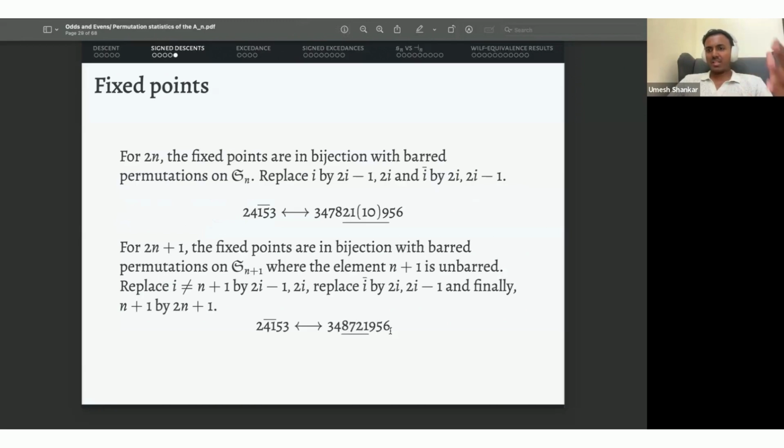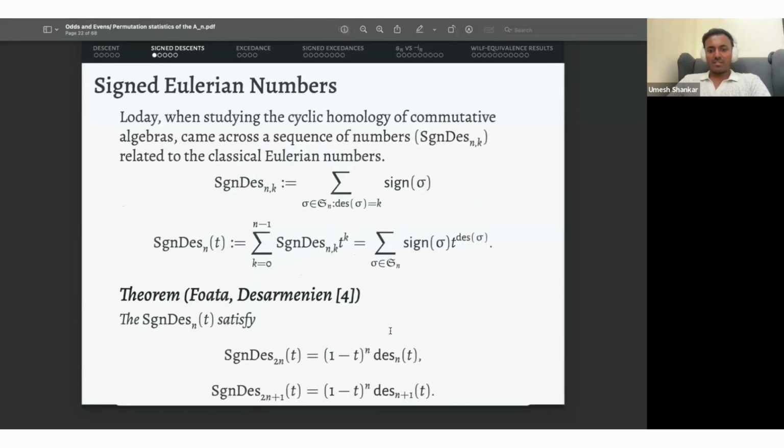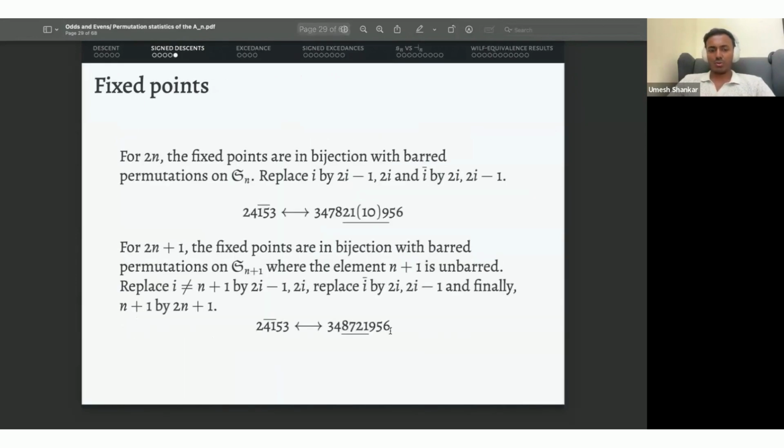And barred permutations, we know that the number of barred permutations will be 2 power n times n factorial. If we look at this formula, the number of terms that will be left out will be exactly that. 1 minus t power n will give us 2 power n terms, and then the nth Eulerian polynomial will give us n factorial terms. So we are expecting 2 power n times n factorial terms to be left out, and those are exactly the number of fixed points in this. So we are good to go.